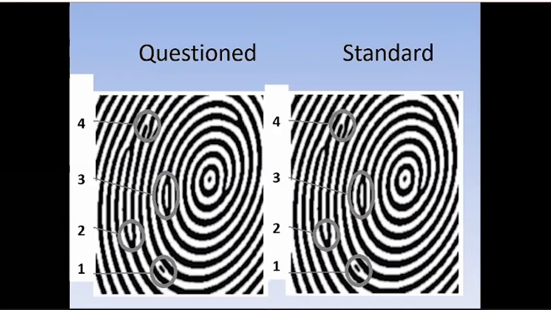Di ba? Yan. Kagaya nito, ito yung question, ito yung standard. So nagsimula ka dito, di ba? That is a short ridge. Yung direction niya, di ba? Papunta doon, that is the bifurcation. Parehas ba siya? Same ba siya ng ridge characteristic? Yung number 3 mo, parehas ba siyang island? Yung number 4, parehas ba siyang ending ridge?